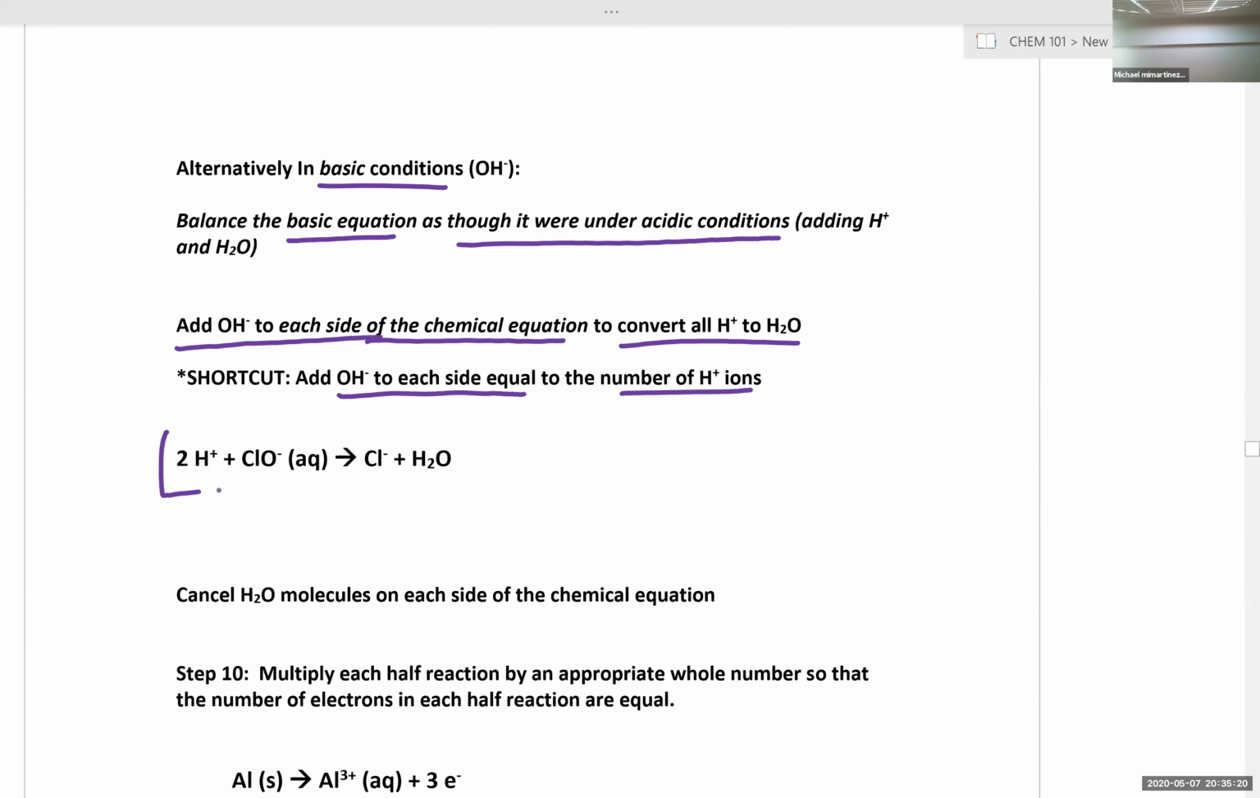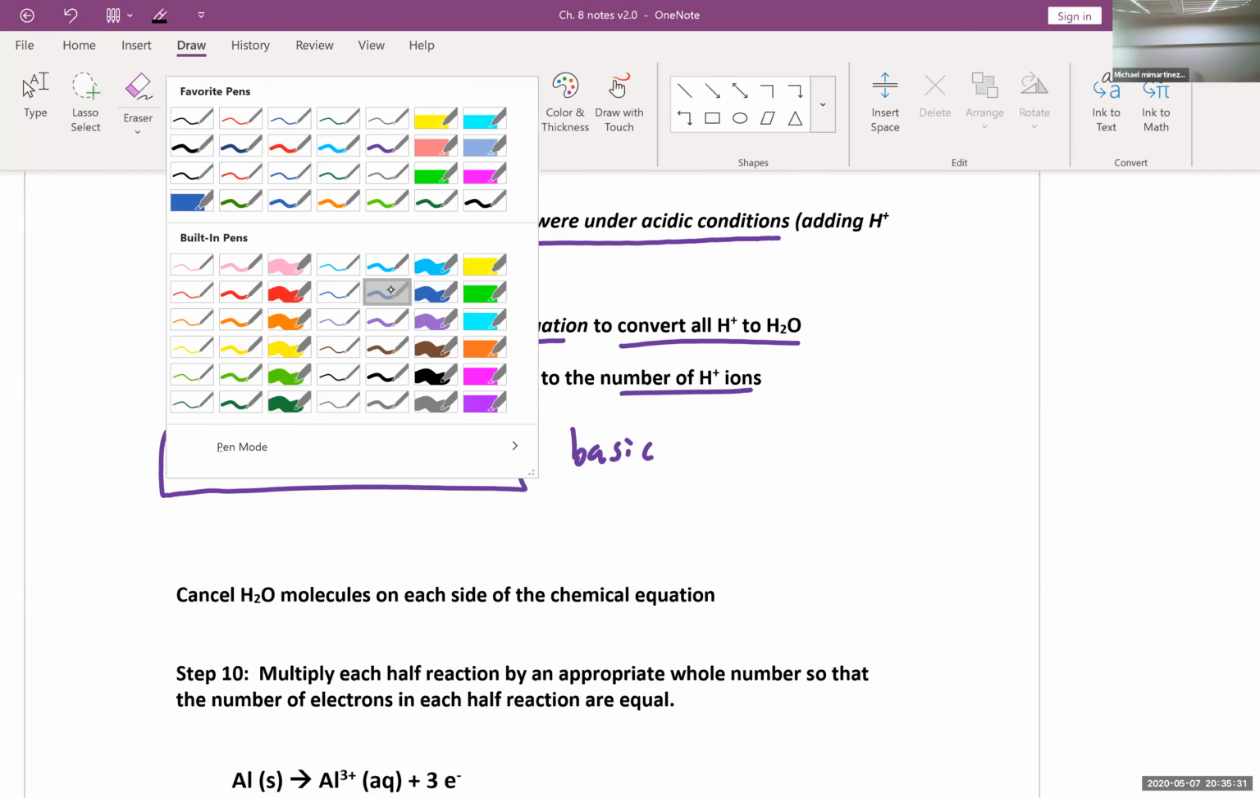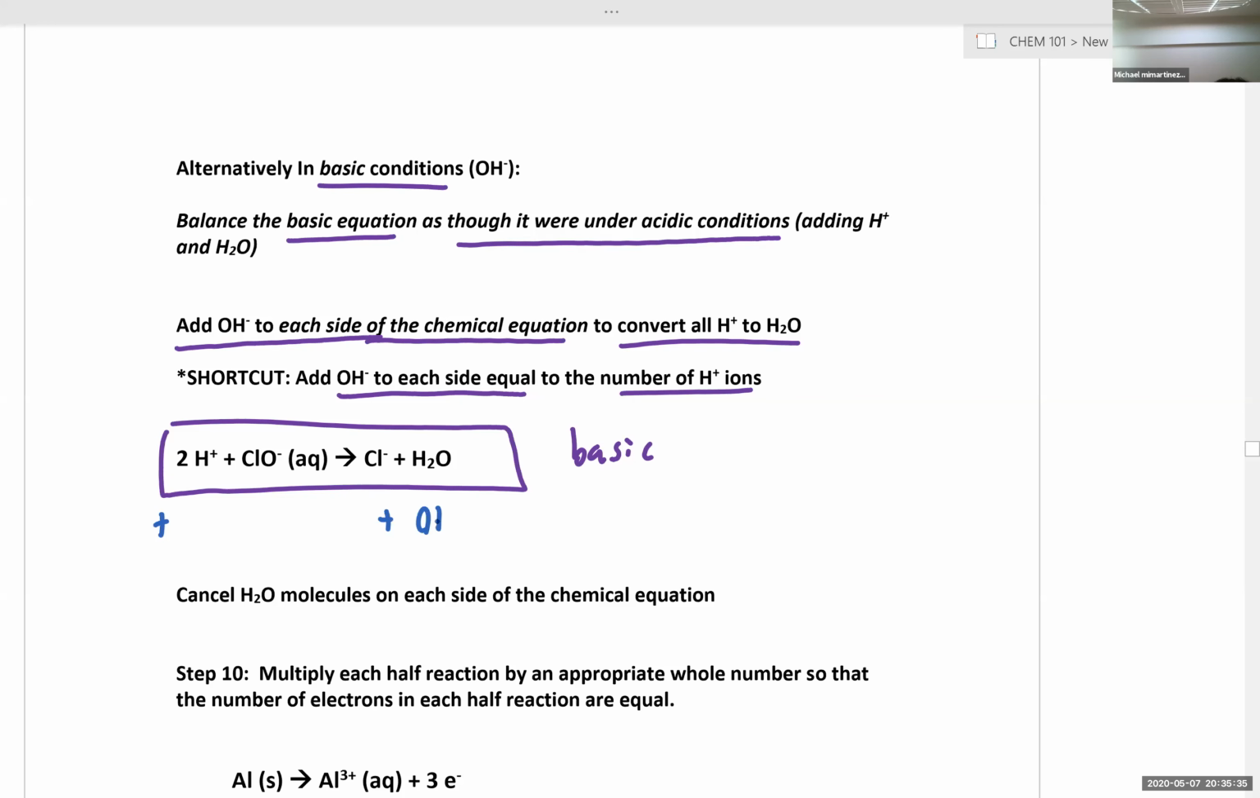So let me give you an example here. Let's suppose we have the following reaction and that we need it to be balanced under basic conditions. My question to all of you is, how many hydroxides do I need to add to each side if I want to get rid of this H plus? We add hydroxide to each side equal to the number of H plus ions. So how many H plus do I have? 2. So I add 2 hydroxides to each side.